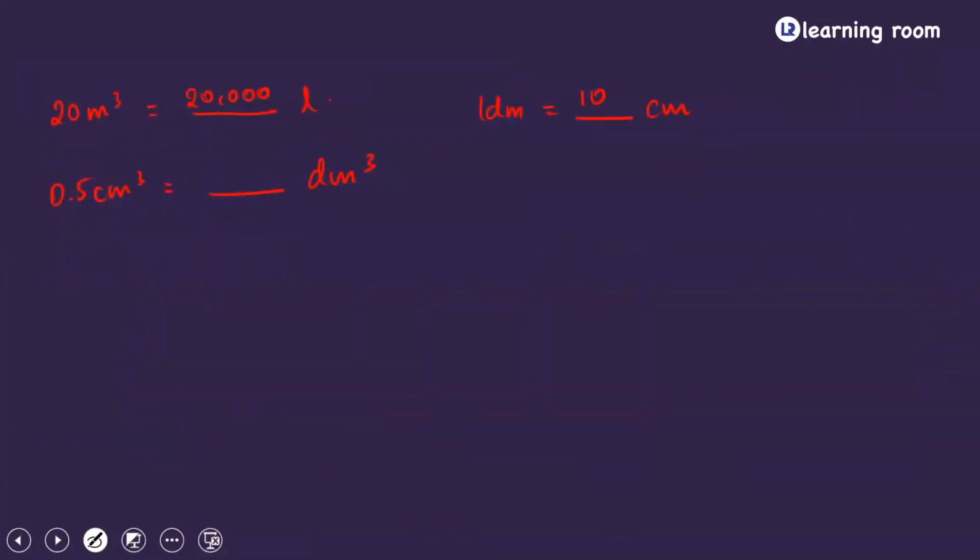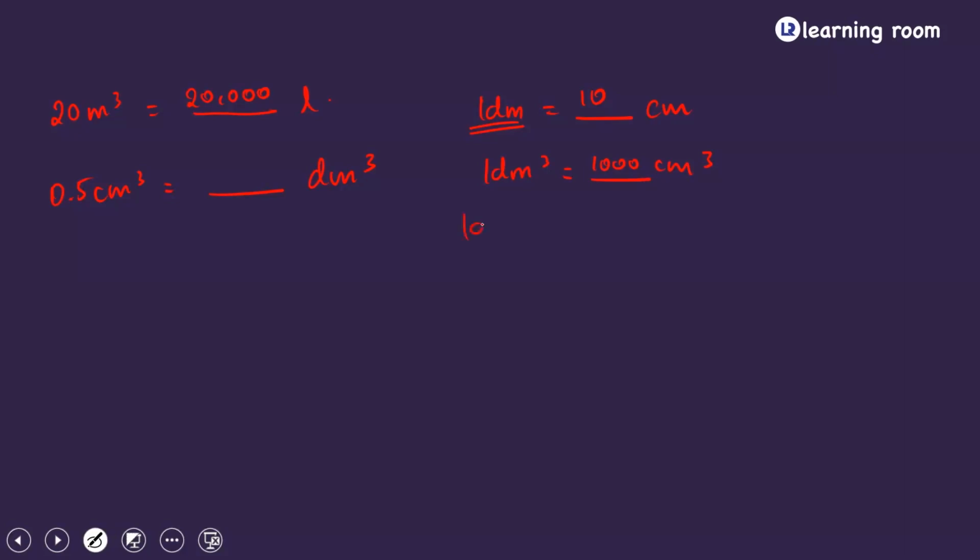So 0.5 centimeter cube is equal to, 1 decimeter cube is equal to how many centimeter cube? 1 decimeter equal to 10 centimeter. So 1 decimeter cube will be 1000 centimeter cube. Right? Okay. So 1 decimeter cube is equal to what? 1000 centimeter cube. So from here we can clearly understand that. What is the next point?